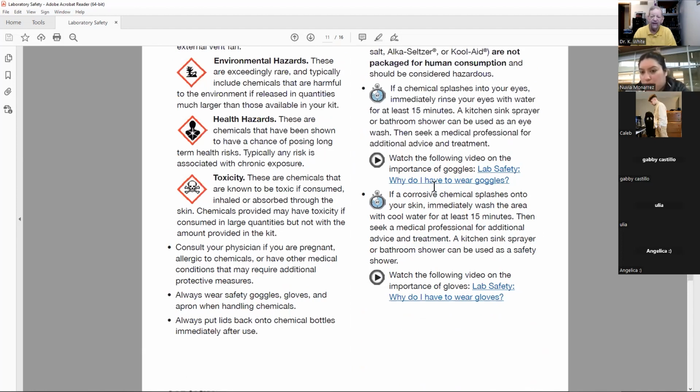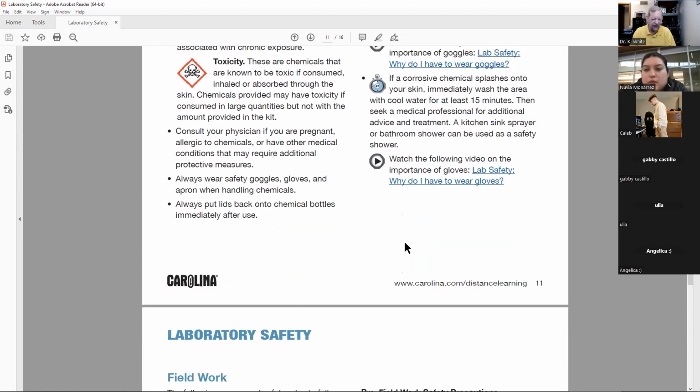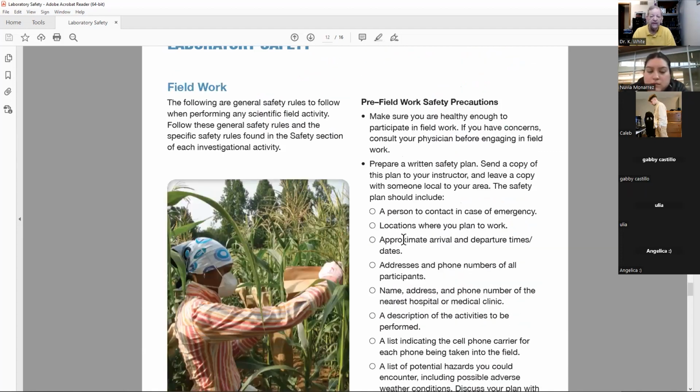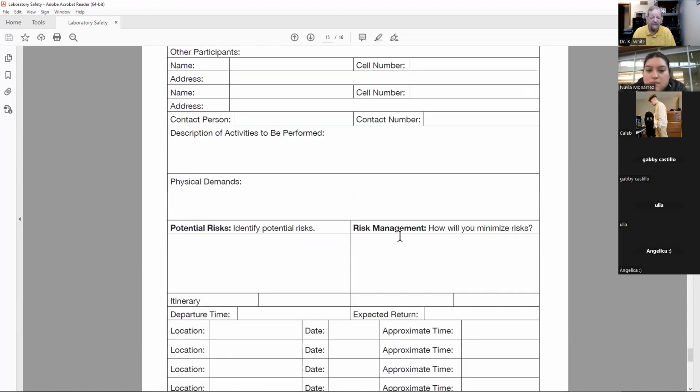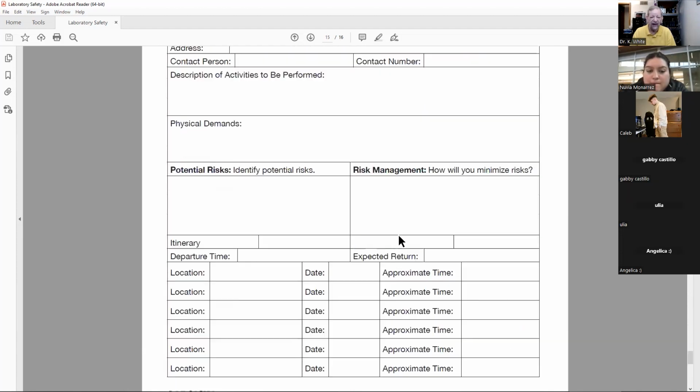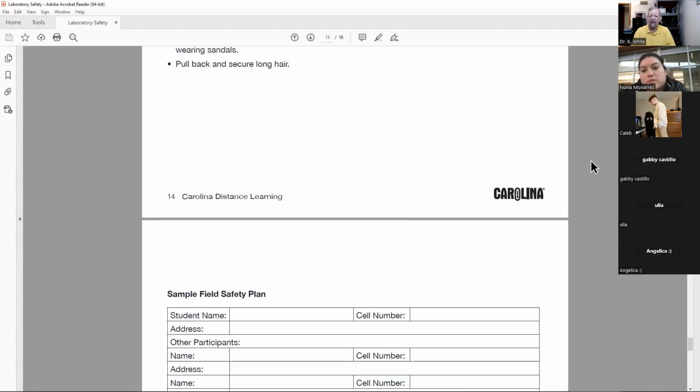And here they ask, why do we wear goggles? You can watch this, but I hope my story, which I told you, which was not a pleasant thing, especially for my friend to experience, makes you wear your goggles. Same thing with gloves. We're not doing any field work, and therefore you don't have to fill that out. All right. I highly recommend you go back and review this.